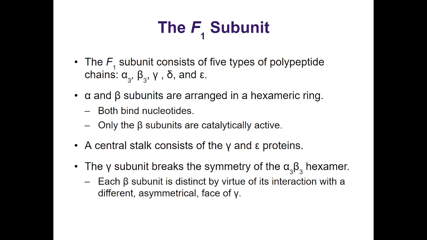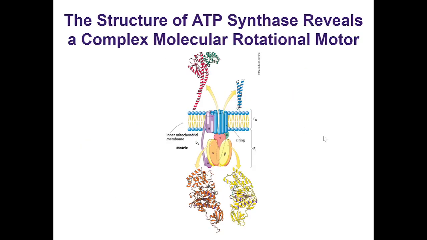So the F1 subunit is going to consist of 5 types of polypeptide chains: the alpha 3, the beta 3, the gamma, delta, and epsilon. Alpha and beta subunits are going to be arranged in a hexameric ring. Both are going to bind nucleotides. Only the beta subunits are going to be catalytically activated. So keep that in mind, that we have the alpha, beta, see those in here? This is that hexameric ring, and we're alternating alpha, beta, alpha, beta, alpha, beta.